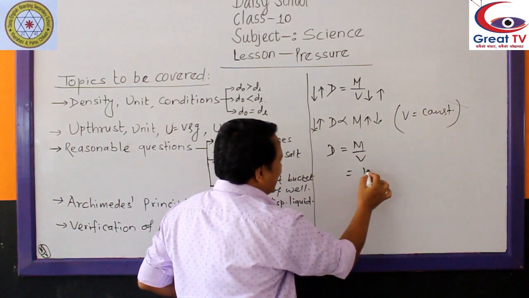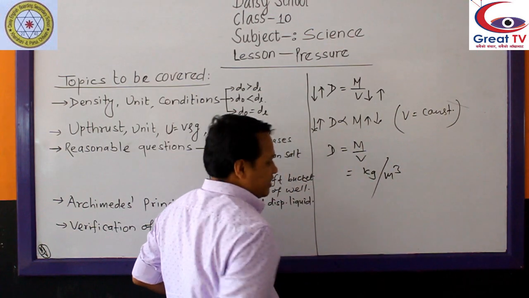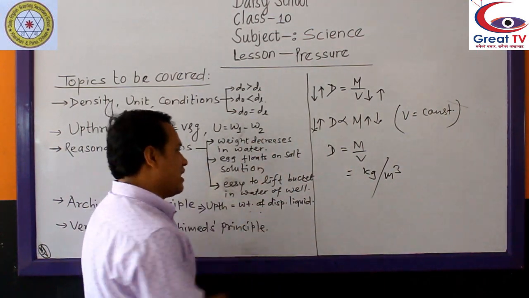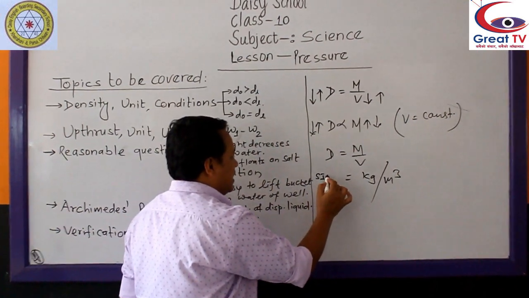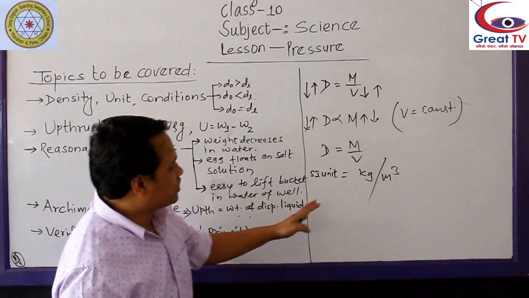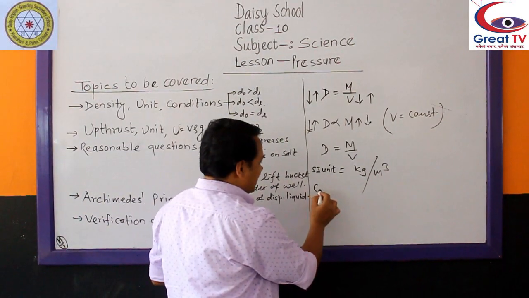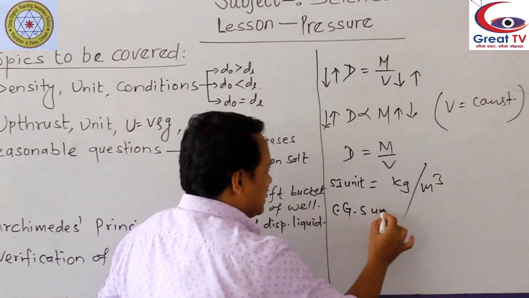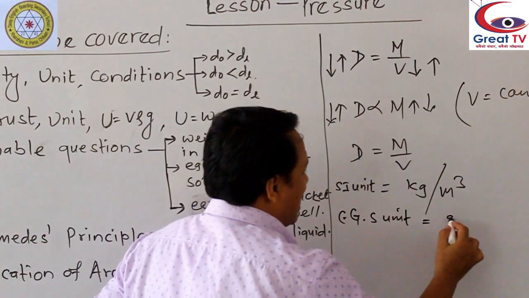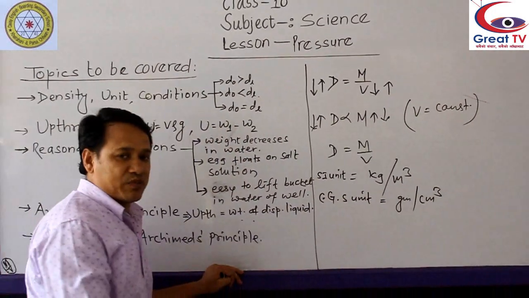The unit of mass is kg and the unit of volume is cubic meter, or meter cubed. So the SI unit of density is kg per meter cube. The CGS unit is gram per cm cube. Okay, gram per cm cube.